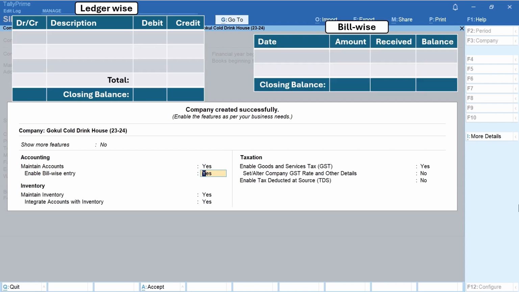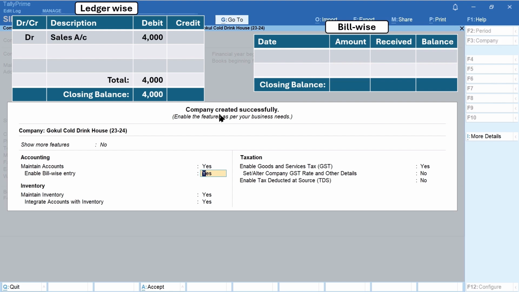Let's talk about this. While doing accounting, it is important to know how much money we have to pay to our suppliers and how much we have to receive from our customers. For this, there are two methods. One is ledger-wise and the other is bill-wise.